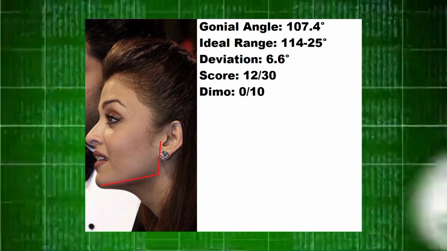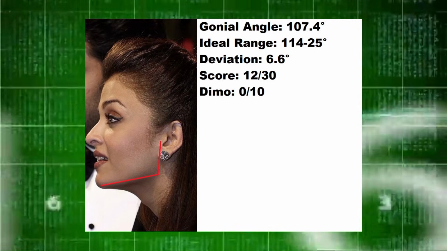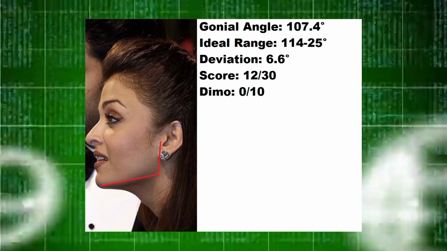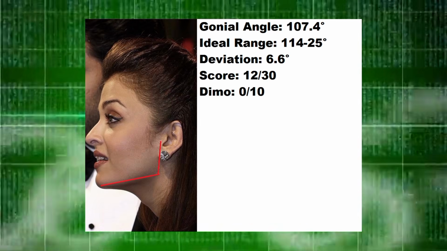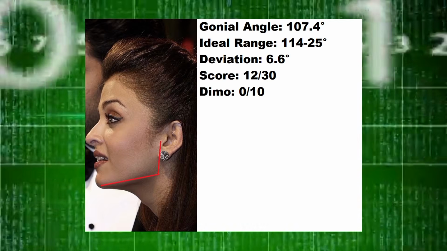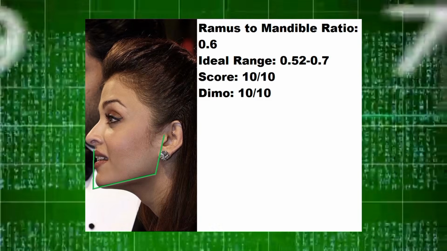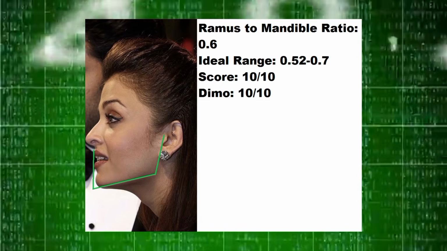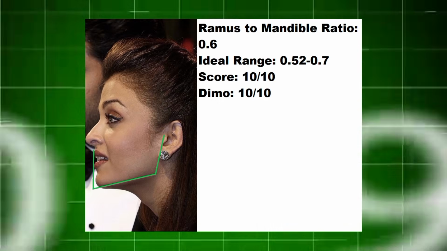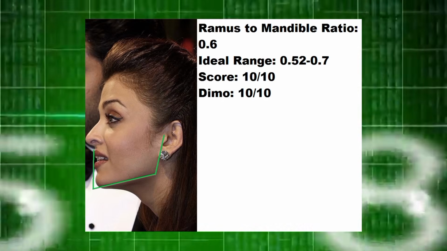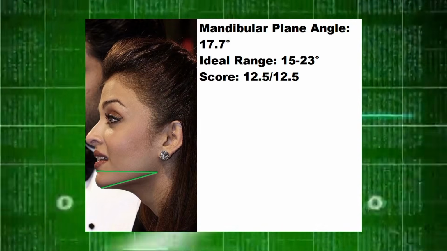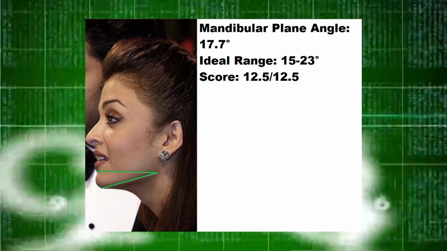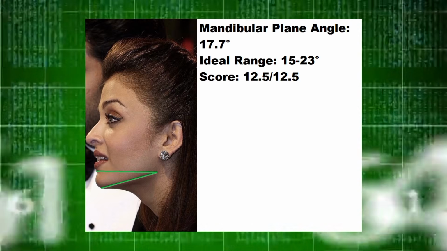Her gonial angle is 107.4 degrees, which is too low since the ideal range is 114 to 125 degrees. This means her jaw angle is sharper and steeper, making the jawline appear shorter vertically. Her ramus to mandible ratio is 0.6, which is ideal and very feminine, showing balanced jaw proportions. Her mandibular plane angle is 17.7 degrees, absolutely perfect, a balanced, soft jaw slope that flatters her overall structure.